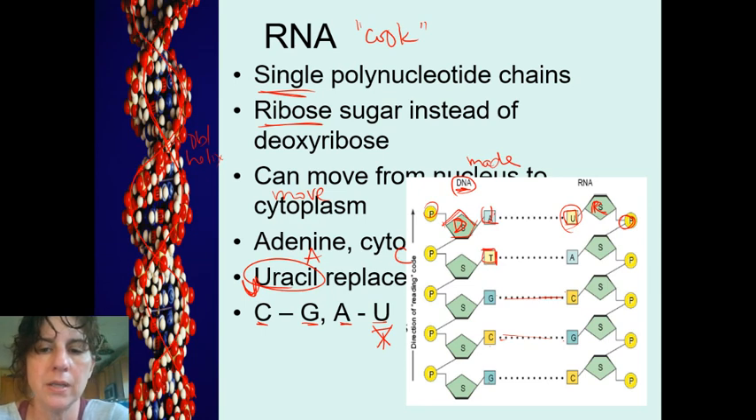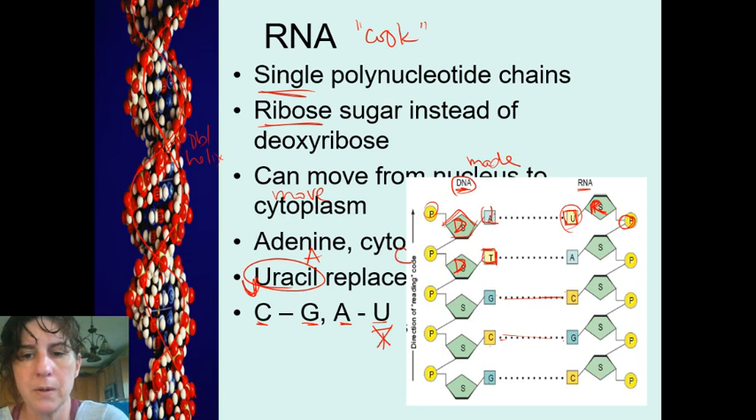So I can tell a couple things from this. If I see the T's, I know that this sugar is going to be deoxyribose, and I know that originally it's double-stranded, right? And I know that I've got DNA. If I see a U right here, I know that my sugar is going to be ribose. I know it's going to be always single-stranded, and I know I have RNA. Otherwise, bonding and everything's still the same.